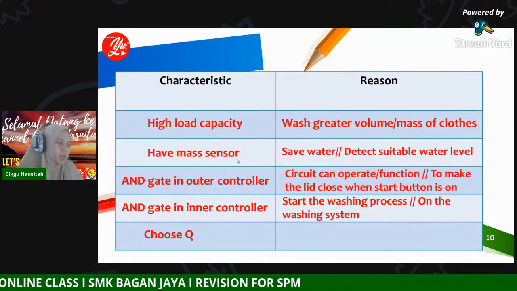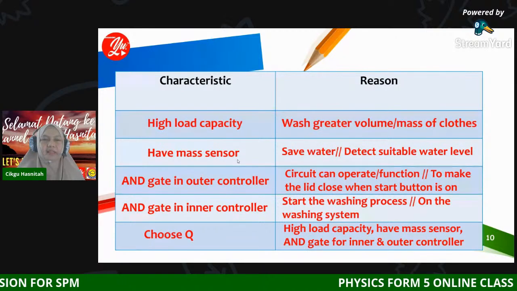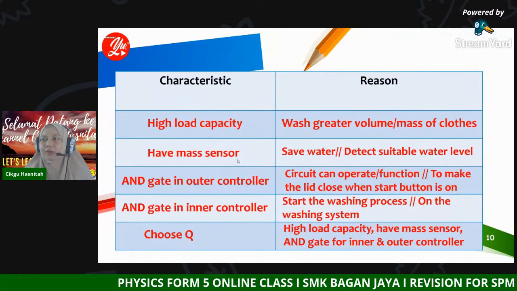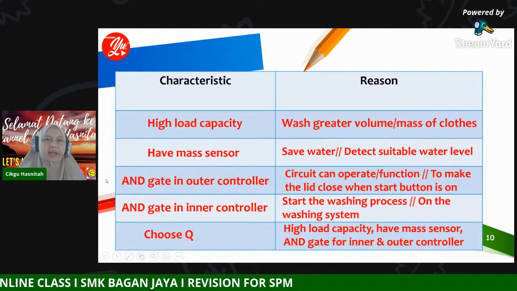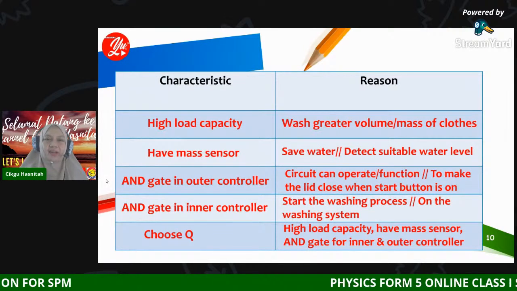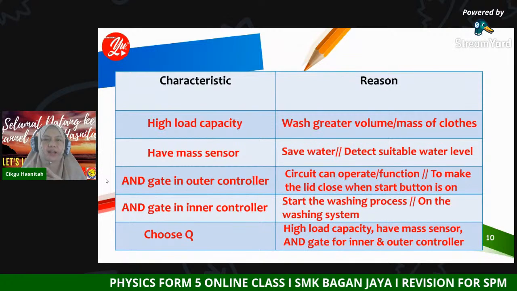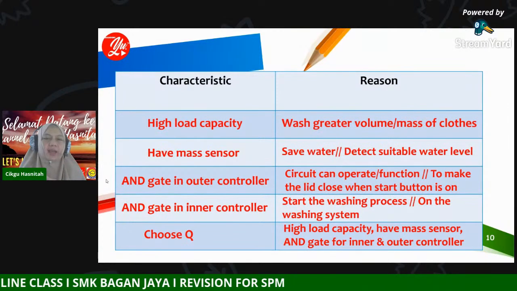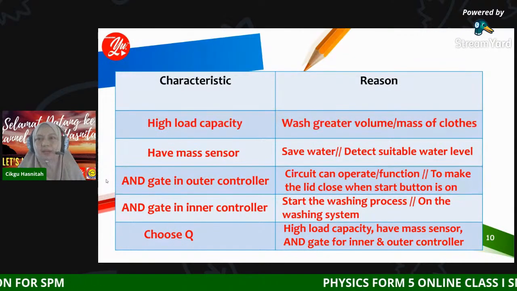Why are we choosing Q? Yes, Welia, we are choosing Q. So you write back all the characteristics for Q. It has a high load capacity, it has a mass sensor, and it uses an AND gate for both inner and outer controller. Okay, so we choose Q because it has a high load capacity, it has a mass sensor, and it applies an AND gate for both inner and outer controller.